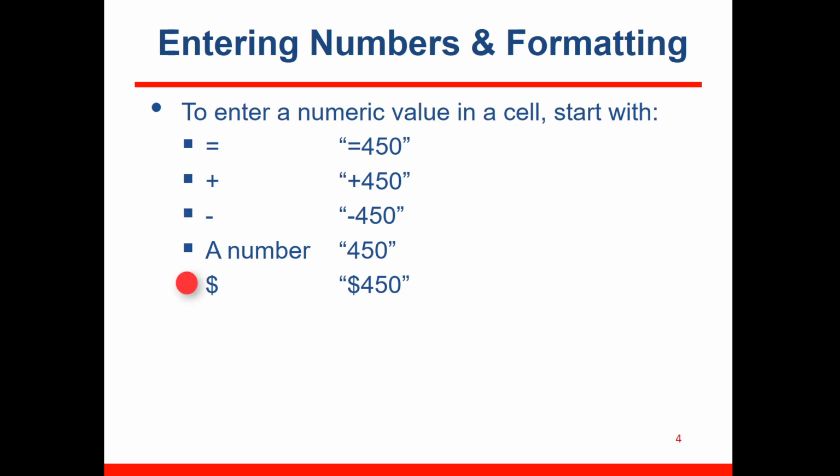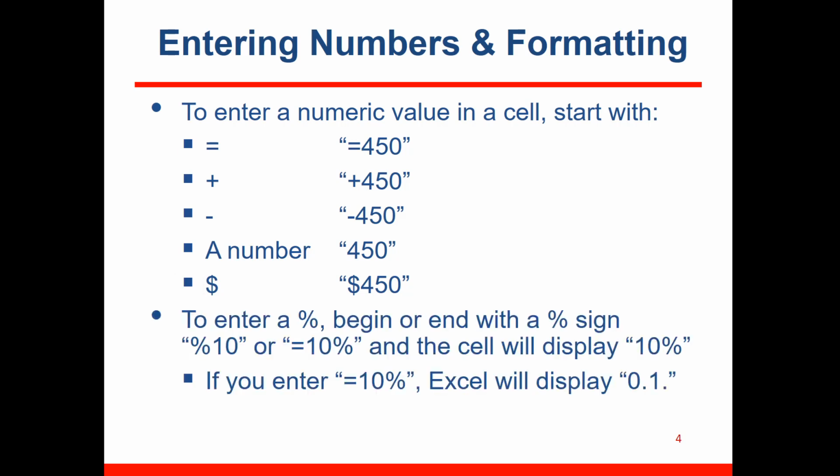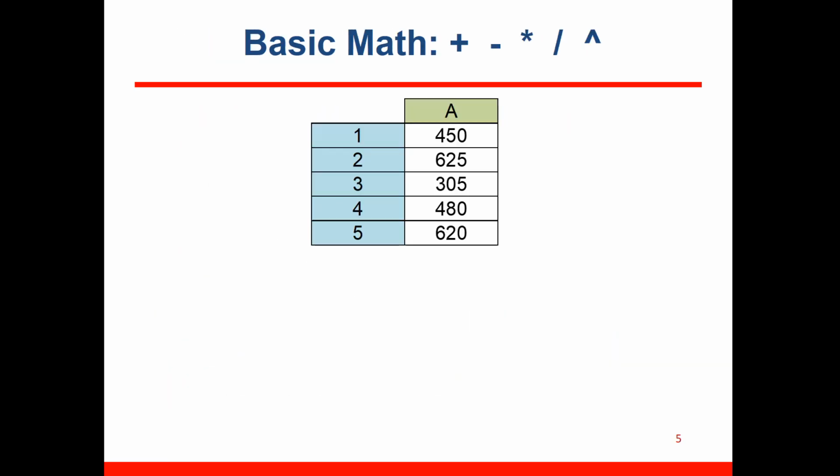To enter a dollar value, begin with a dollar sign. To enter a percentage, either begin or end with a percentage sign to display 10%. As noted, if you enter equal 10%, Excel will display this percentage as a decimal, 0.1. Basic math in Excel uses 5 symbols: plus to add, minus to subtract, asterisk to multiply, slash to divide, and caret to raise to a power.